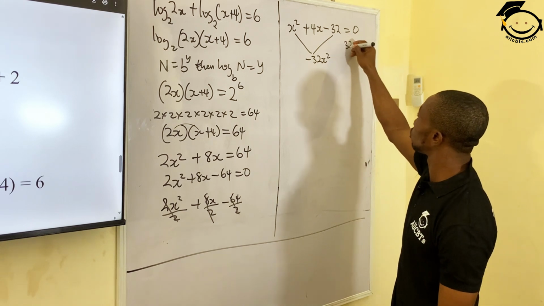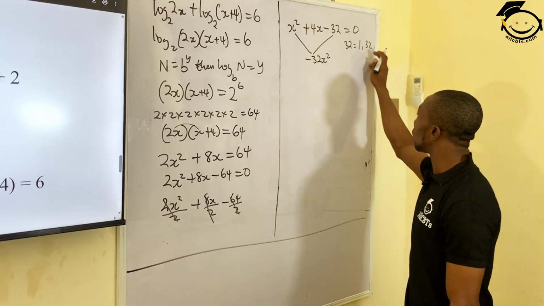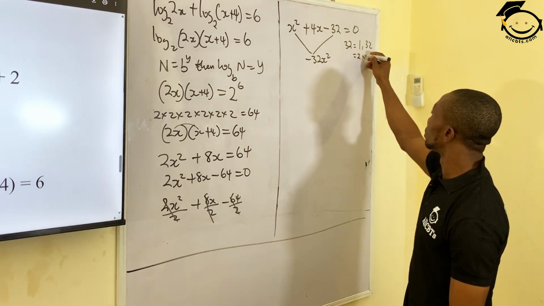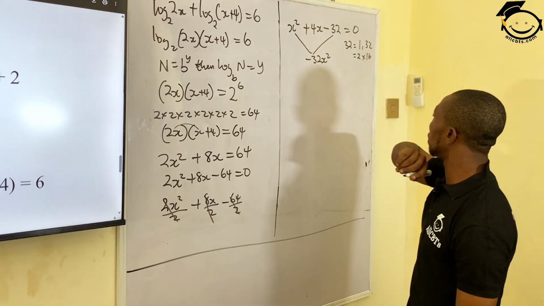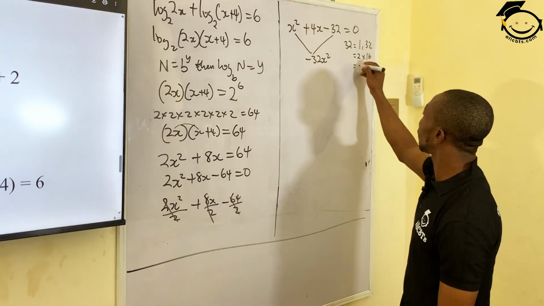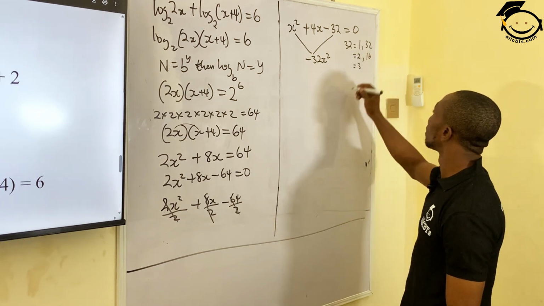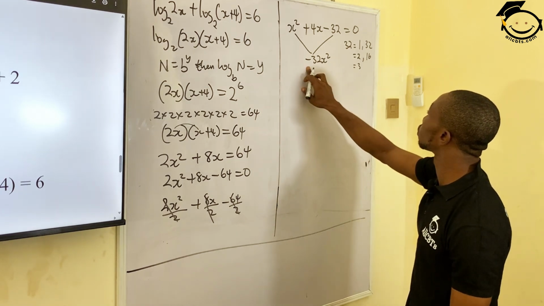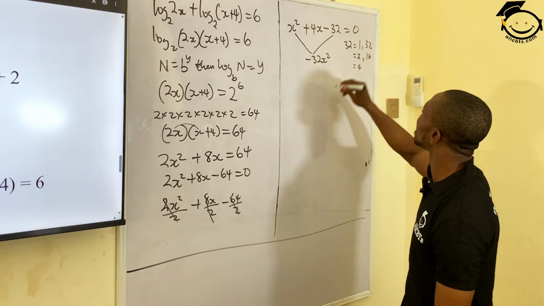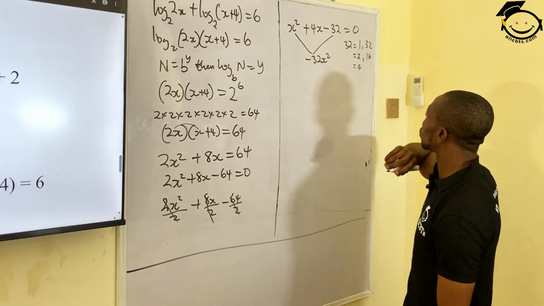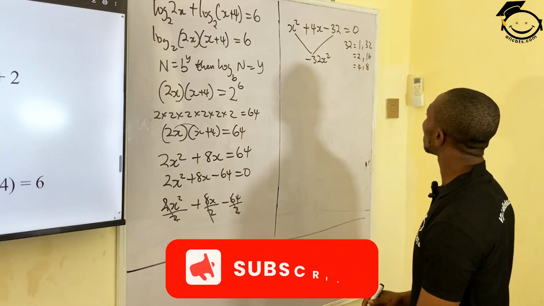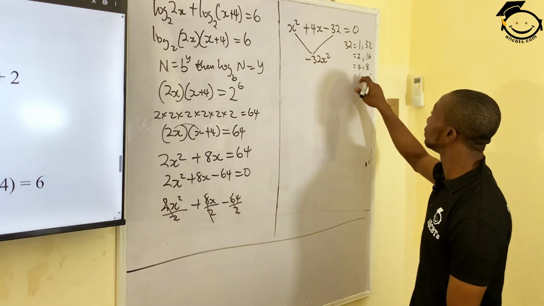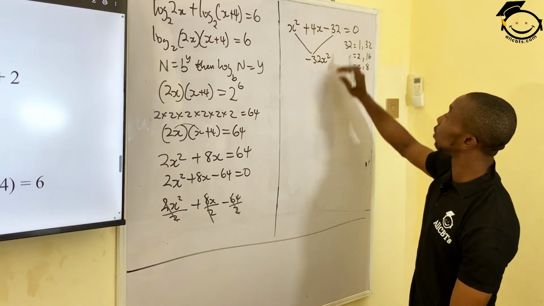Now, what are the factors of 32? We have 1 and 32. 1 times 32 will give us 32. We have 2 times 16 to give us 32. What else? We have 3. Can 3 divide 32? Okay, 4. 4 into 32 will give us 8. What else? 5, no. 6, 7, then 8. Alright, these are our factors of 32.